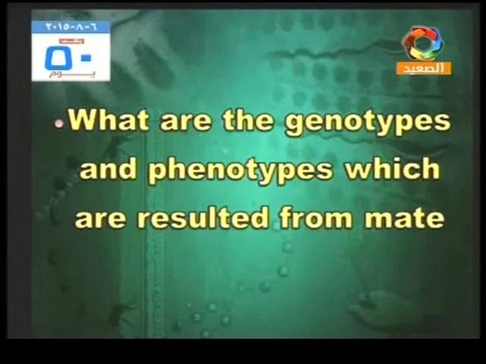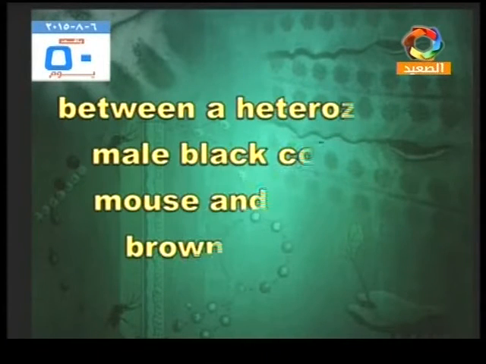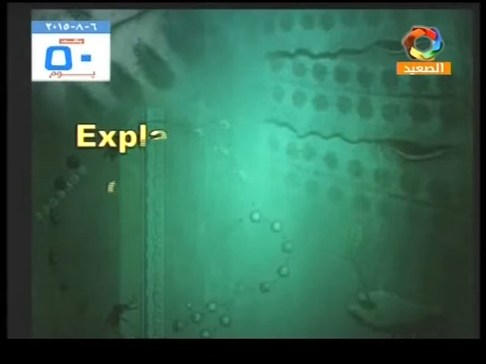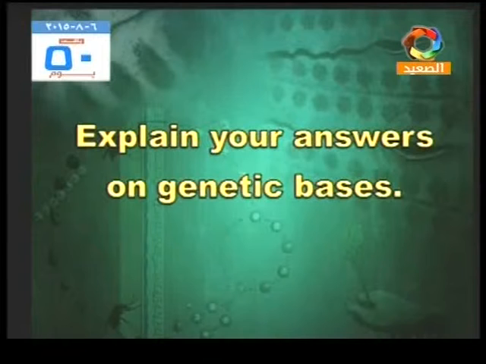Question 7. What are the genotype and the phenotype which result from mating between a heterozygous black colored male mouse and a brown colored female? Explain your answer on a genetic basis. Try to answer it. I will give you a second.